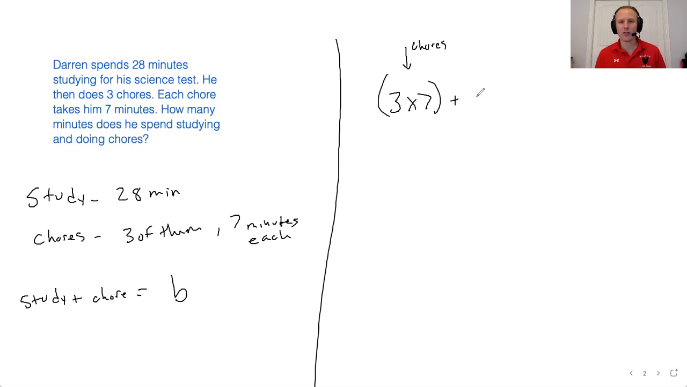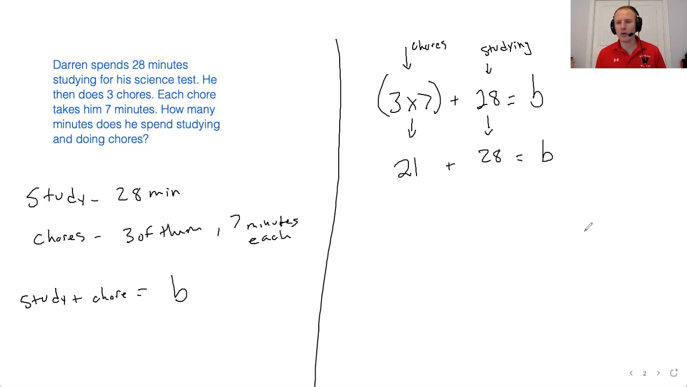And we're going to add that to 28 because that's the time that he spent studying. Okay, and that's going to equal B. 3 times 7, we know that that's 21 minutes. So again, I'm only drawing the arrows here to show you where my 21 came from. Plus 28, because he just straight up spent 28 minutes studying. We don't have to do anything to that number, like I said. So 21 plus 28, oops, equal sign, not plus sign, equals B.